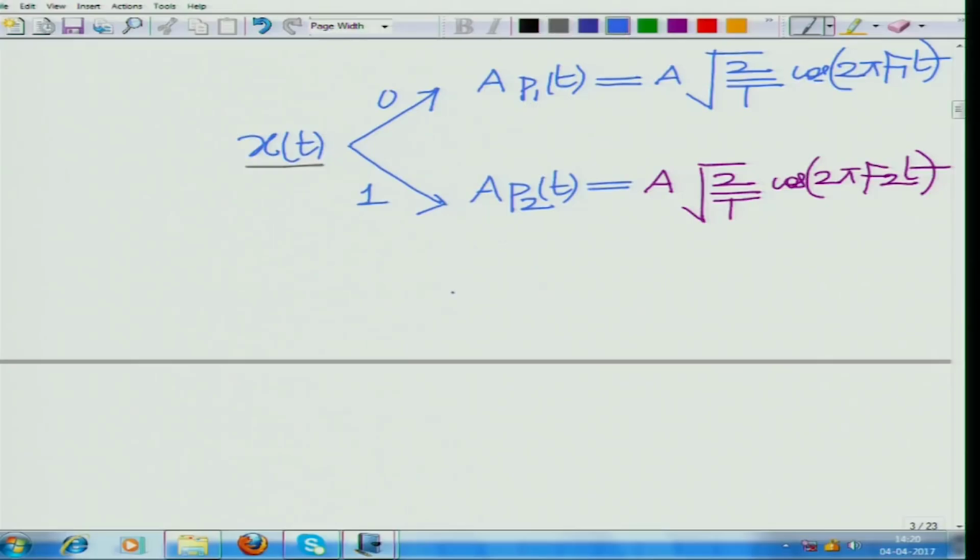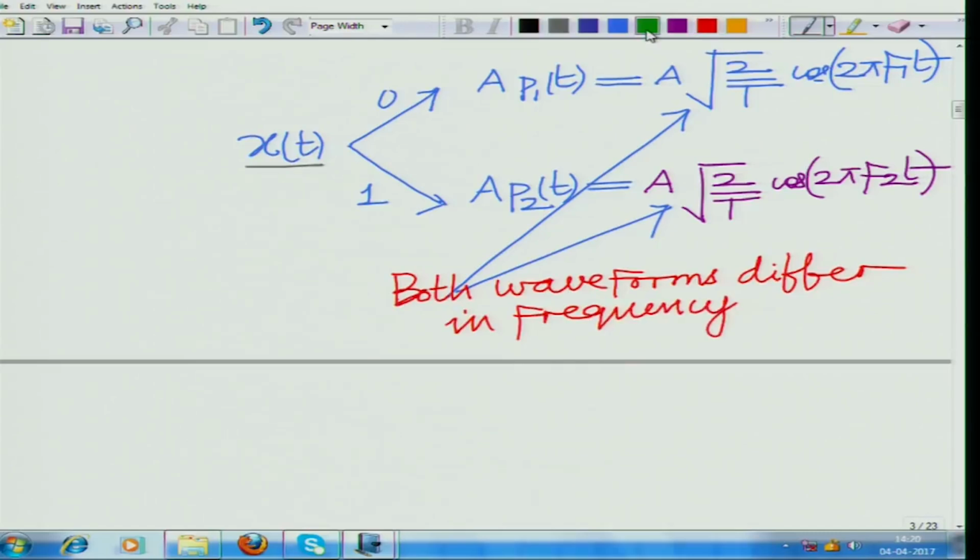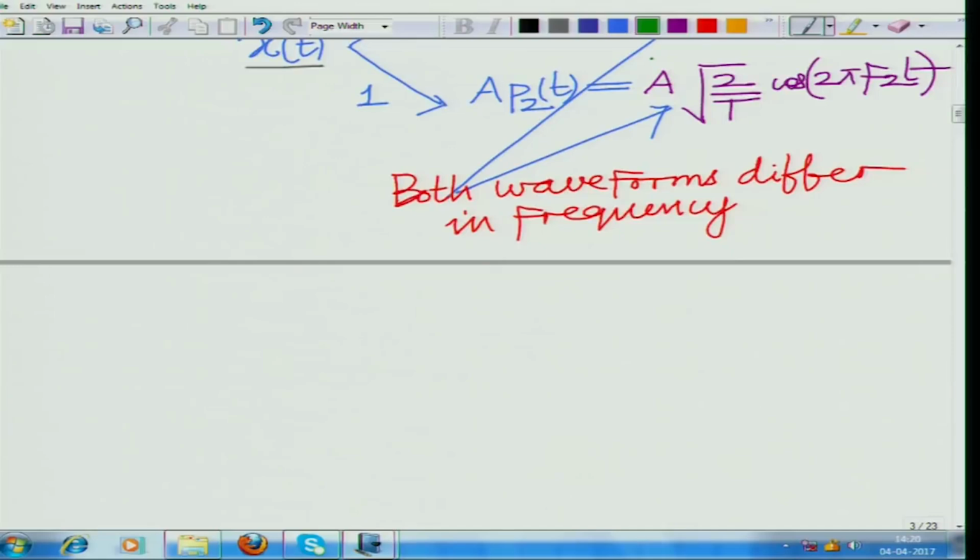So, you can observe that both waveforms differ in frequency, that is, one is obtained from the other by shifting in frequency.